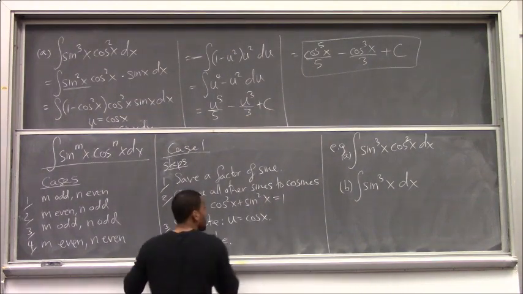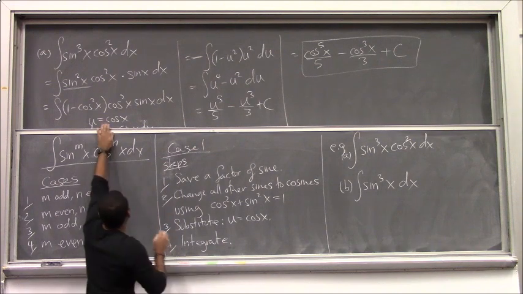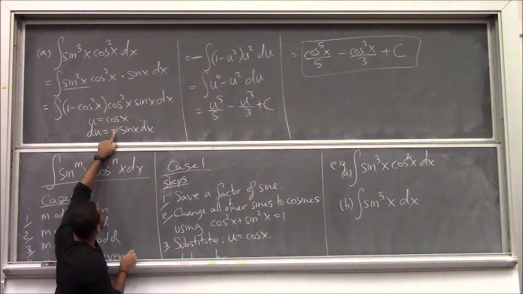Sorry, how did that minus sign get there? Come again? That minus sign that he just asked you about, how did it get there? From the substitution. Oh, okay, sorry. So the derivative of cosine is minus sine.